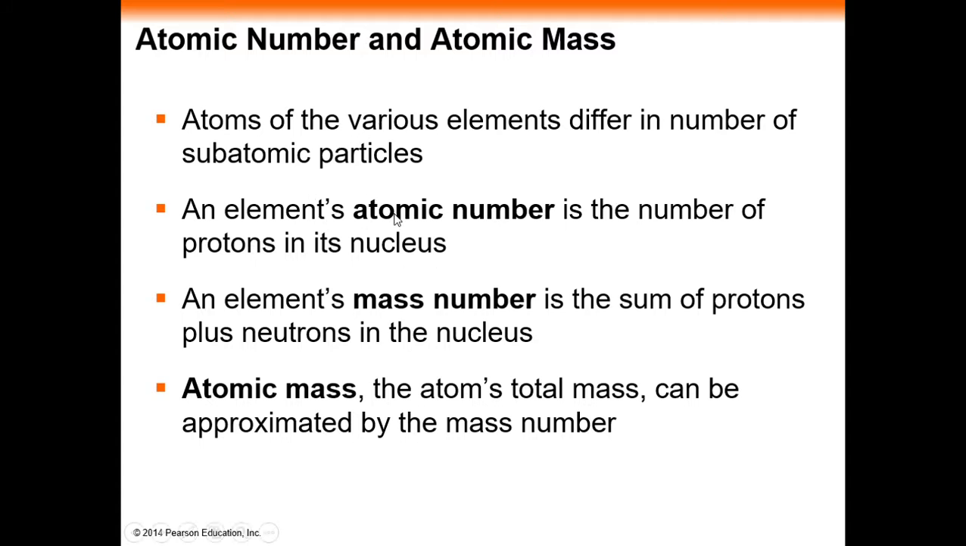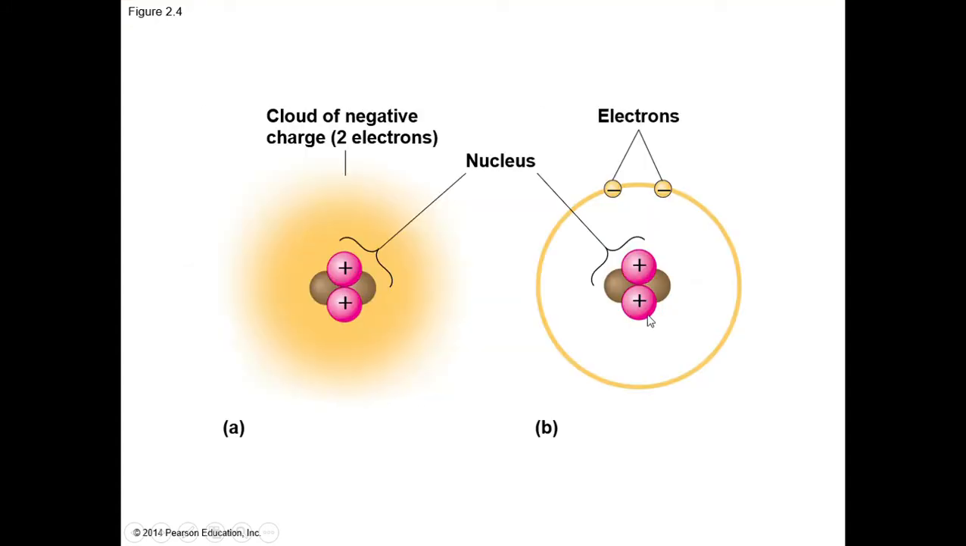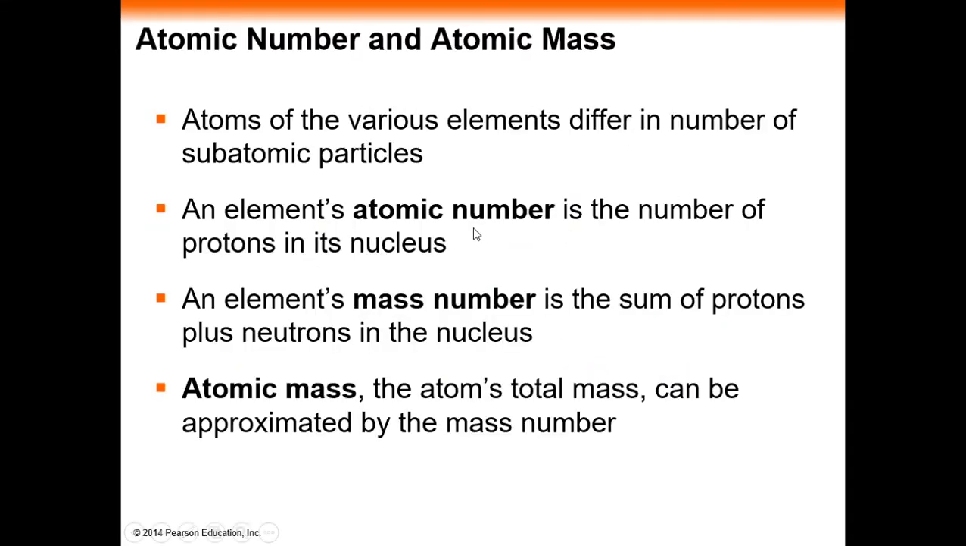An element's atomic number is the number of protons in its nucleus. So I'm going to go back one slide. If you take a look at the number of protons in an atom's nucleus, that number of protons is going to be that atomic number of that element. And the interesting thing about that is that the atomic number for an element is really how we identify that element. So atomic number 6, if something has 6 protons in its nucleus, by definition, that atom is going to be the element of carbon.